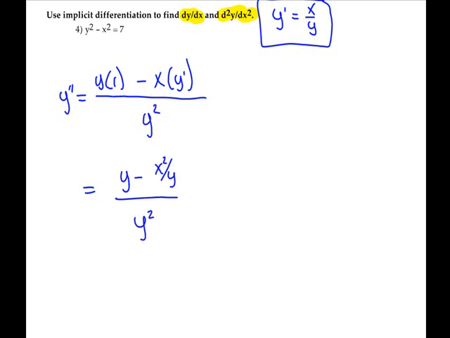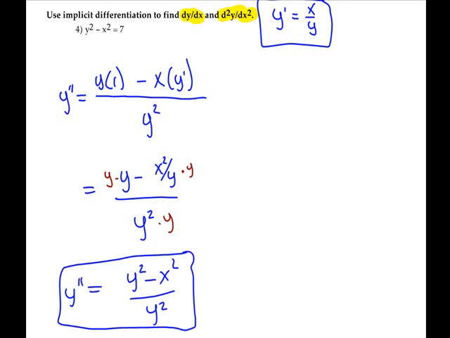This is a compound fraction. I don't want to leave my answer in this form, so let's clear this denominator by multiplying everything by y. So I multiply the whole numerator and the whole denominator by y. That's just multiplying by 1 in a sense, y over y. That gives me y squared minus, this reduces out, x squared over y cubed. So my second derivative is y squared minus x squared over y. I said cubed, but I wrote squared. That's y cubed. That's number four.